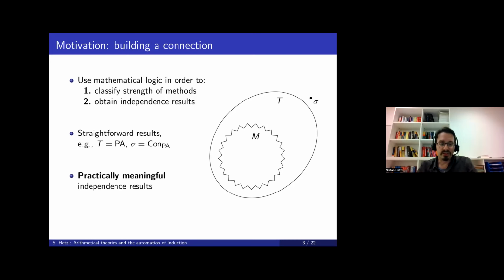So in the context of this work, we call this practically meaningful independence results. By that we mean that this sigma here should be of a level of complexity like this commutativity of addition or this reversal of the length of the list example. So, some example that would actually be considered as in the scope of their methods by the computer scientists. So this means, of course, that we have to consider much weaker theories than PA. So we have to work with very weak arithmetical theories here.